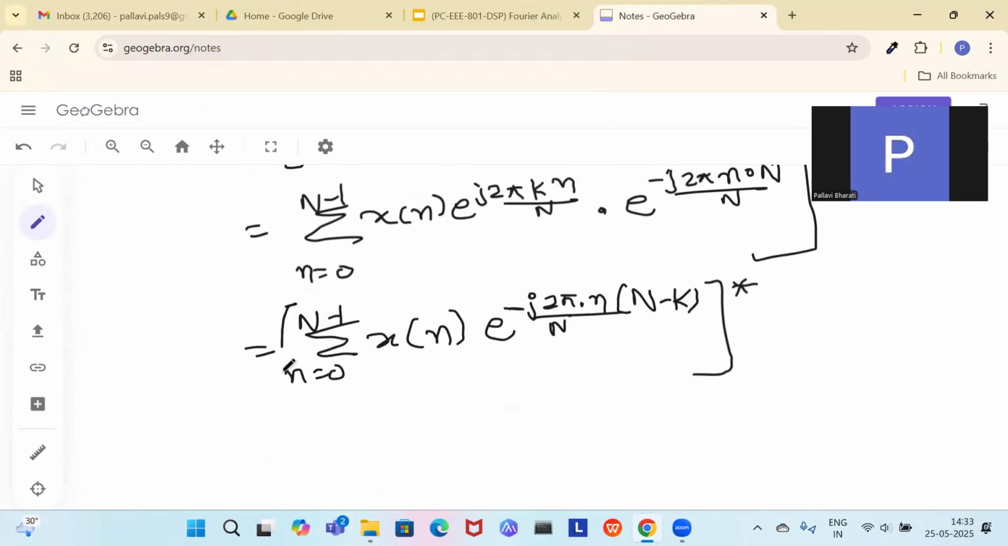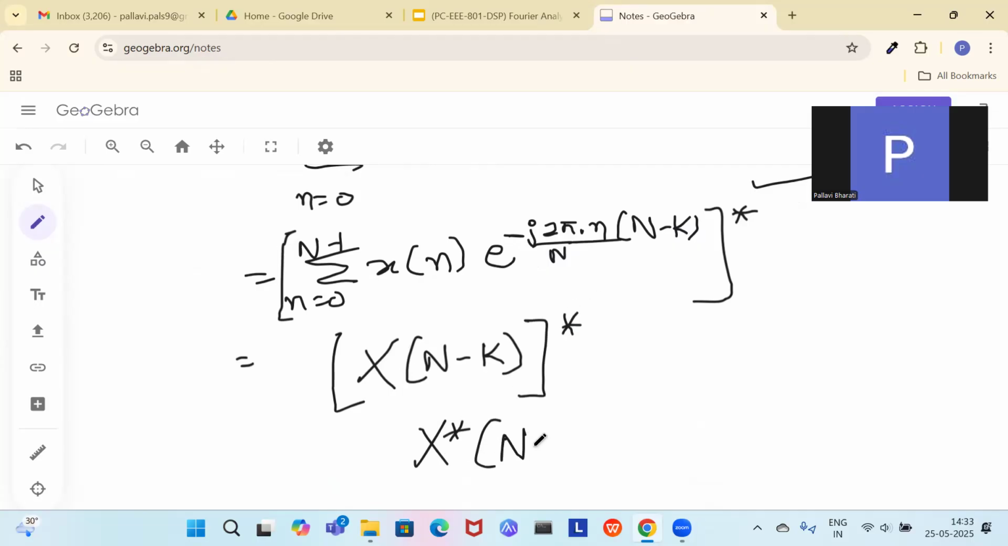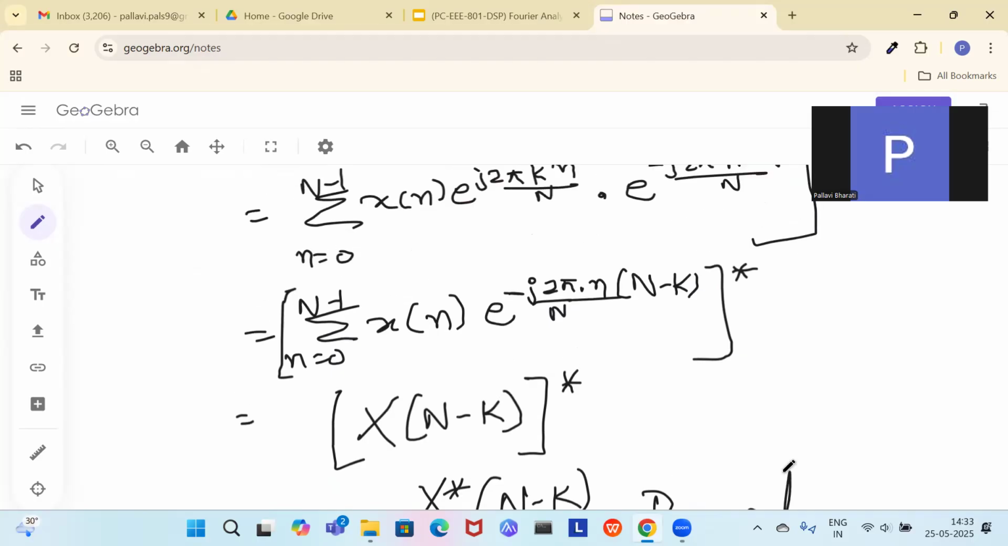So this portion, finally, this part is what? This is the DFT of what? N minus k. So you will write X of N minus k. So now this is going to become X of N minus k, and there is a star. So it's going to become X star N minus k, and this is how it is written. Just once again go through this.